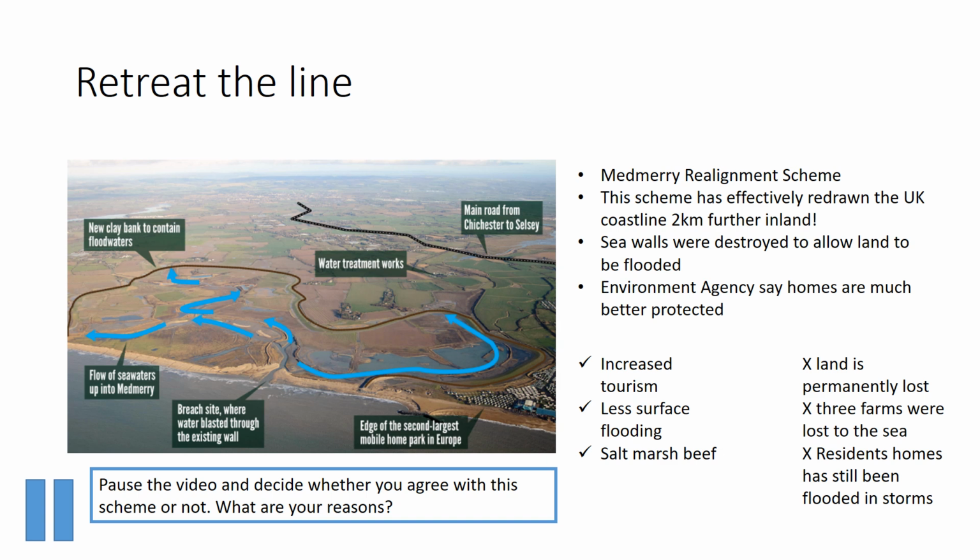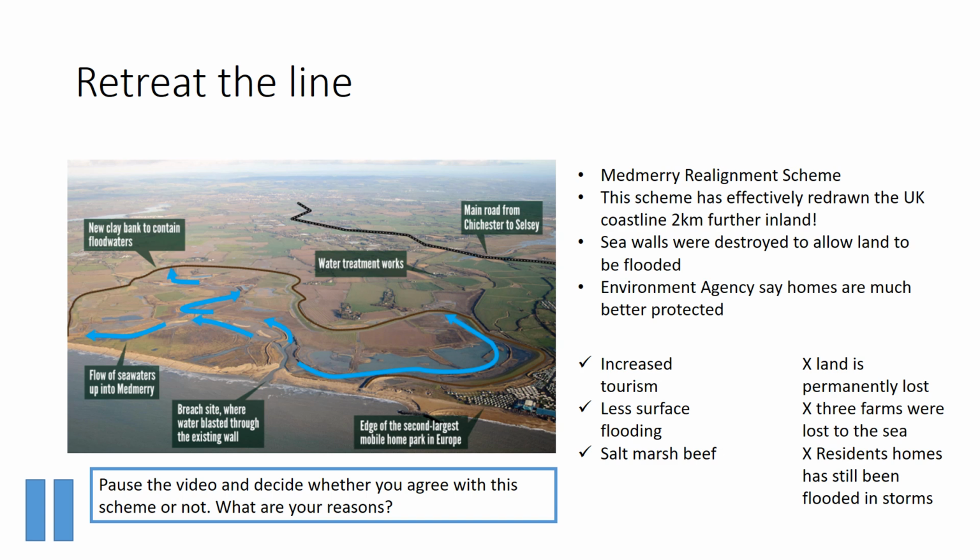The scheme began with the destruction of the existing sea wall, allowing some land to flood naturally at high tide. The newly flooded area will be able to absorb the energy of the waves and will reduce the risk of coastal flooding. A new 7-kilometre seawall has been built further inland, and the Environment Agency says that homes are much better protected. However, at £28 million, the scheme was not popular with everyone.